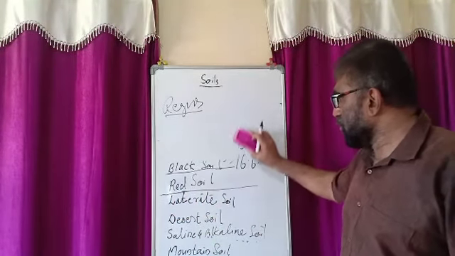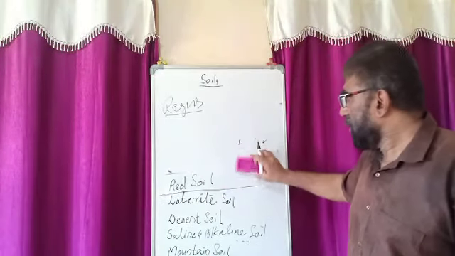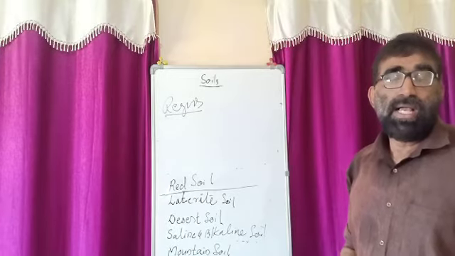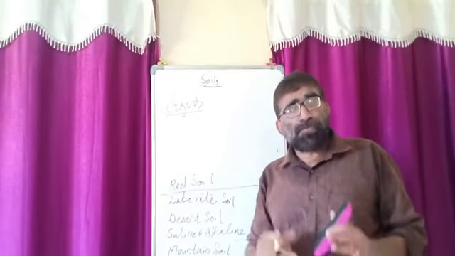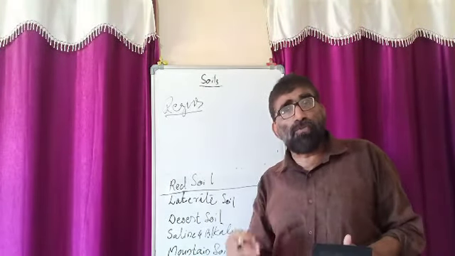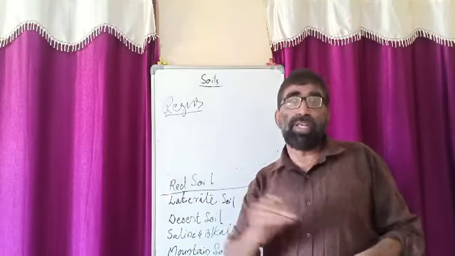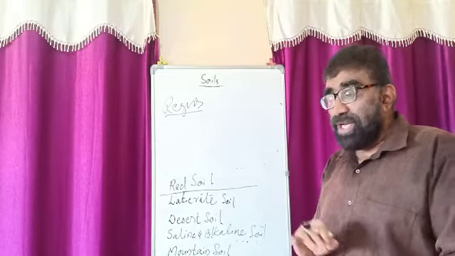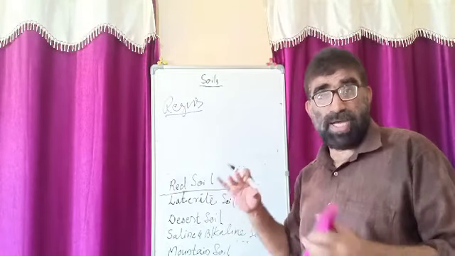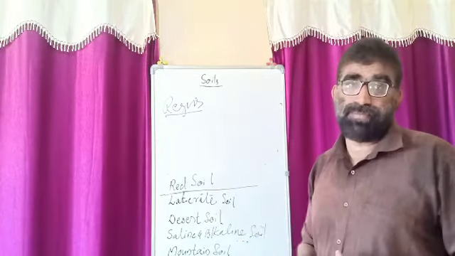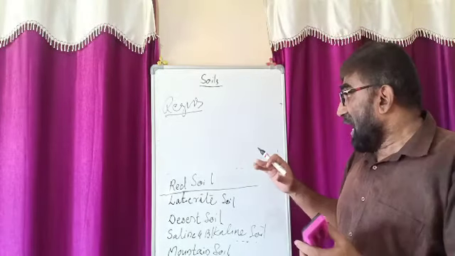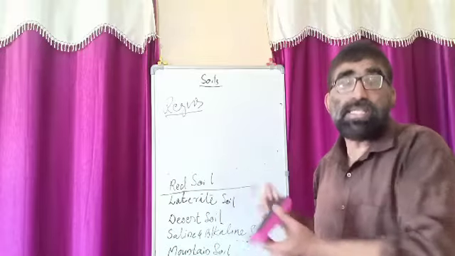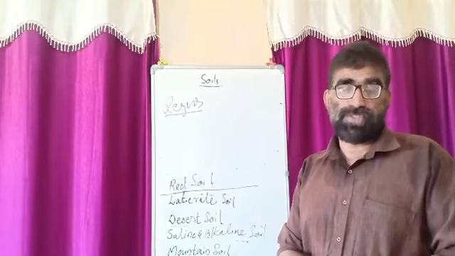Then the next soil is red soil. Red soil is also an in situ soil. Red soil is found in the place where it originated. And red soil was formed by the disintegration of old crystalline and metamorphic rocks, acid crystalline granite.